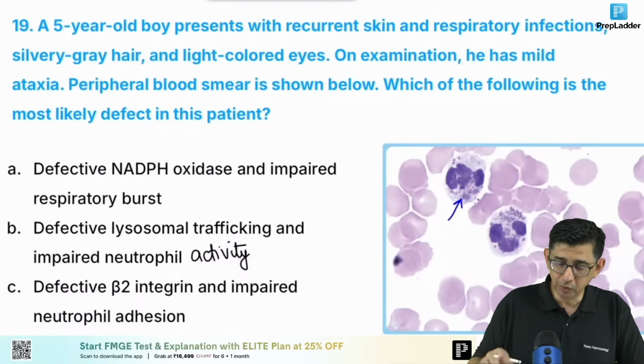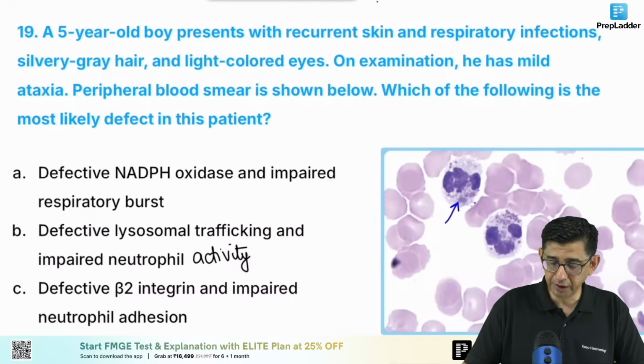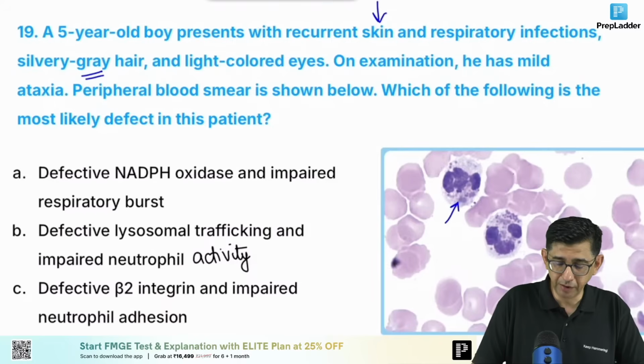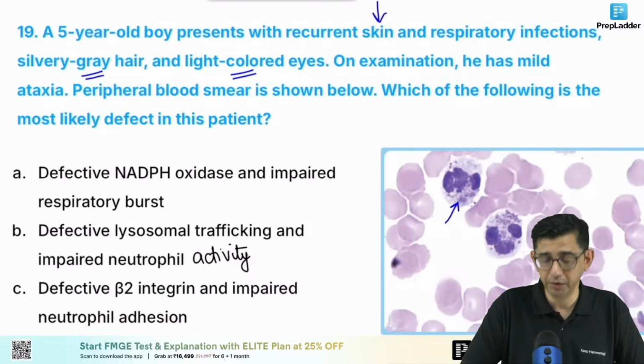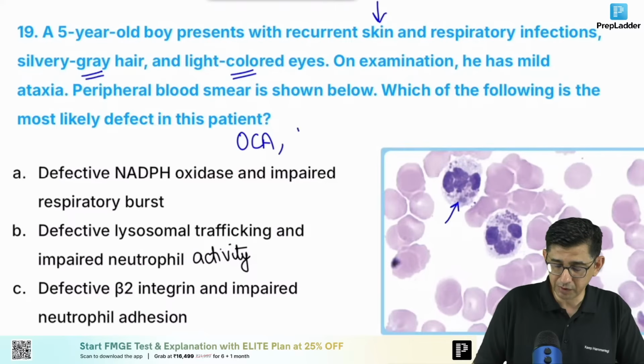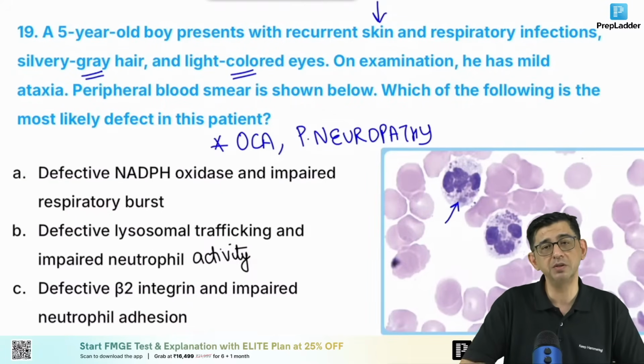But even if they don't give you, you have to pick up that recurrent infections are anyway there. But look at that, no? Silver gray hair and light colored eyes, that is oculocutaneous albinism coming in. And then he's mentioned ataxia also, that is the peripheral neuropathy present in this case. So there is a neurological association and a dermatological association present.